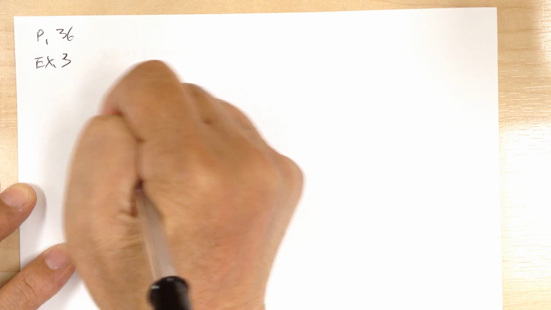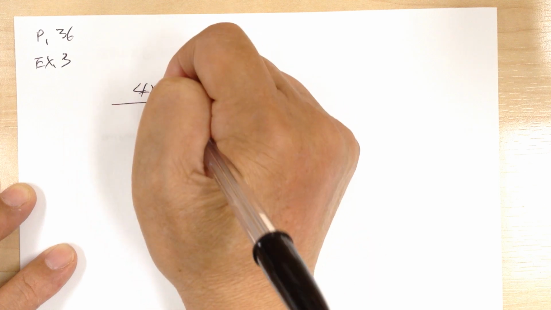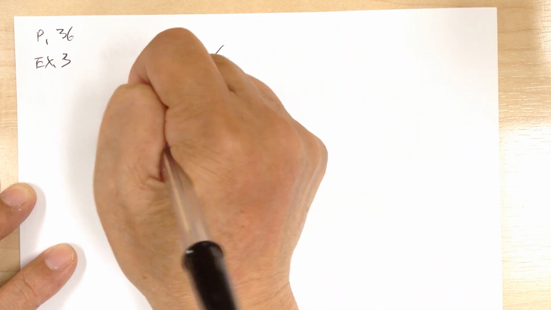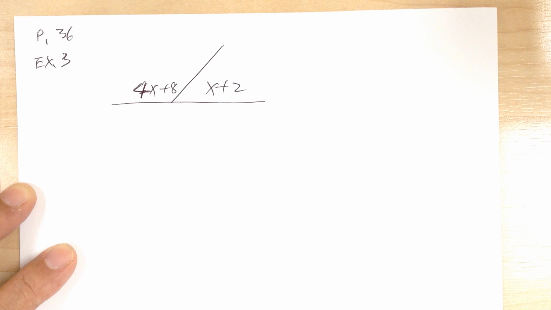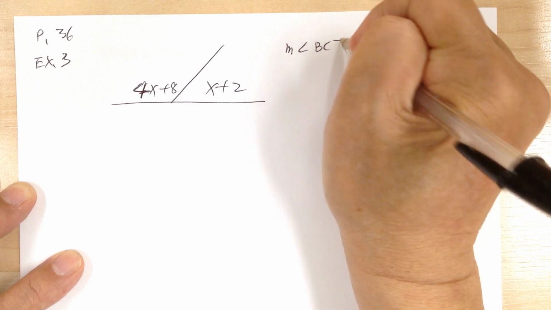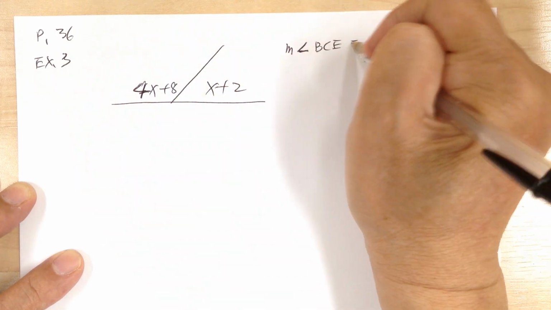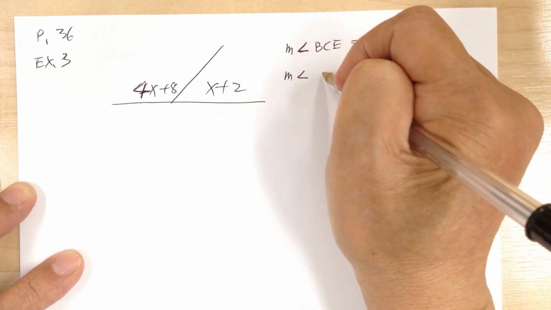Example 3 needs a little bit more algebra. So you can just draw a picture of that. Basically you have this kind of situation, and this angle is 4x plus 8. I'm not going to put a label for now; just leave it off when you're doing algebra. And this one is x plus 2. You're looking for the measure of angle BCE. Always write down what you have, the given, and write down what you're looking for. And looking for the measure of angle ECD.